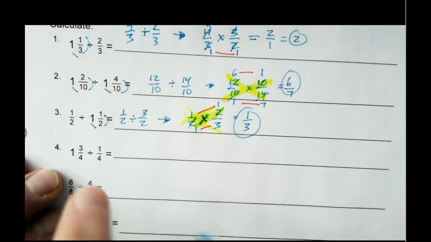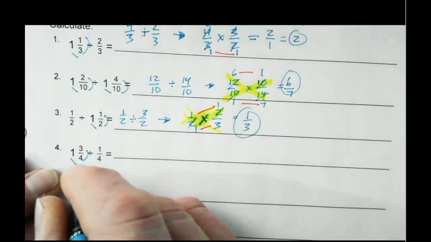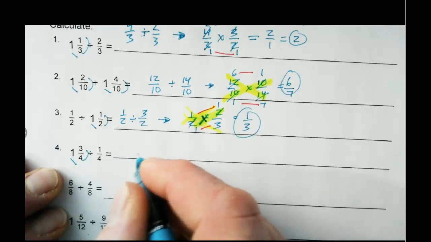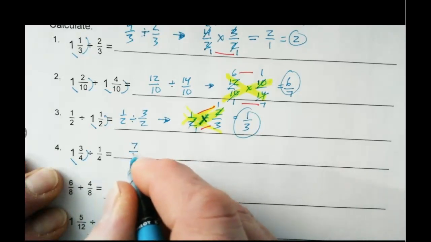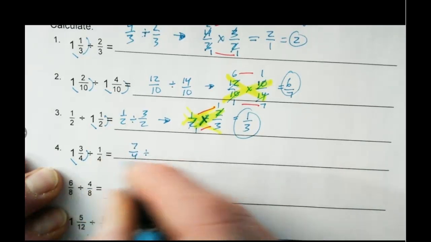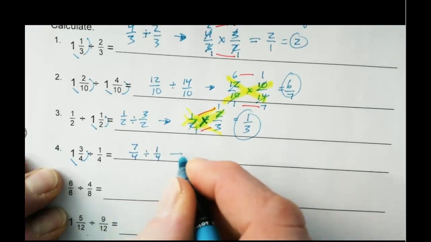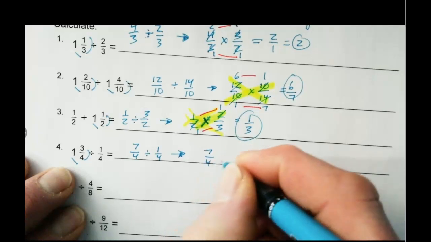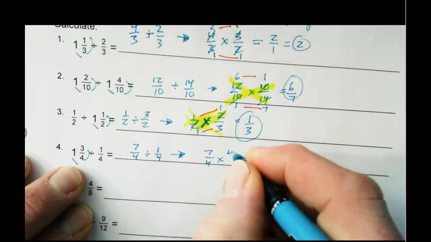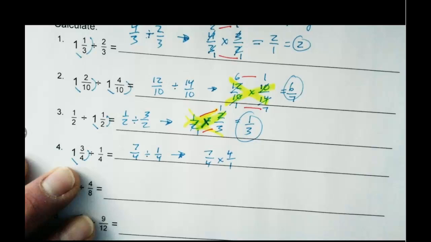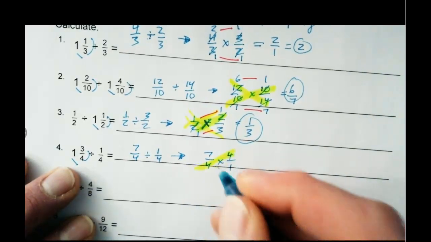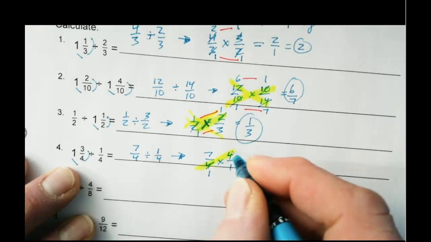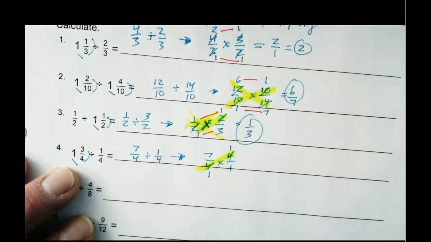Again, just one mixed number. 1 times 4 is 4, plus 3, this is 7/4 divided by 1/4. So now let's do the keep, change, flip. 7/4 times 4 over 1. Once again, you can see we've got these 4s here that we can divide. 4 divided by 4 is 1. 4 divided by 4 is 1.